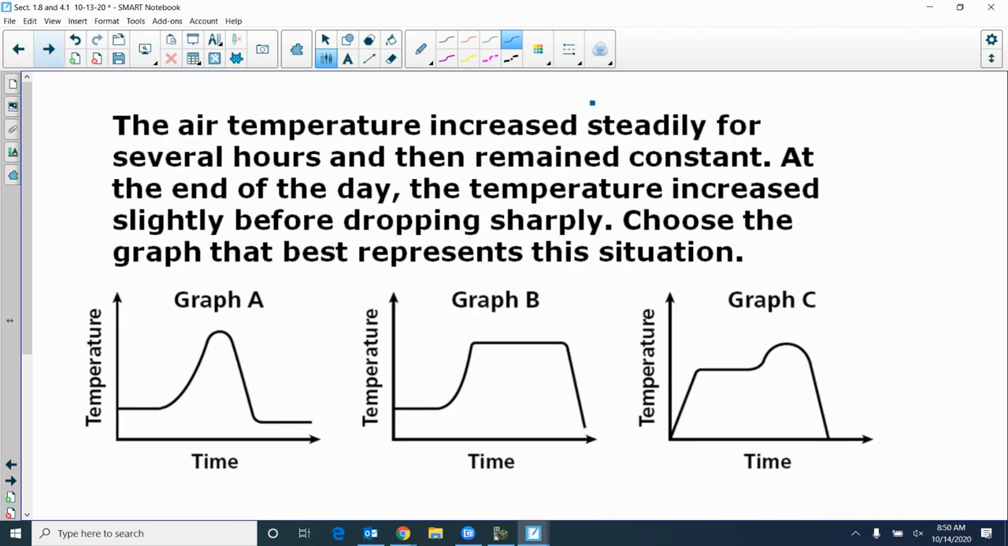Air temperature. Increase steadily for several hours, then remain constant. At the end of the day, the temperature increased slightly before dropping sharply. Choose a graph that best represents the situation. Graph C.